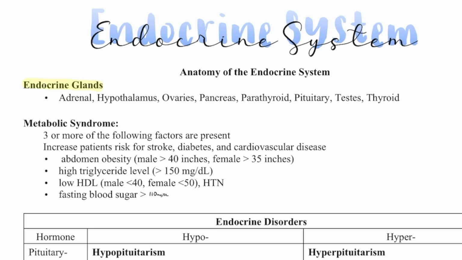Then we have something called metabolic syndrome. This is when three or more of the following factors are present, and it increases a patient's risk for stroke, diabetes, and cardiovascular disease: abdominal obesity, high triglyceride levels, low HDL, and a fasting blood sugar greater than 110.